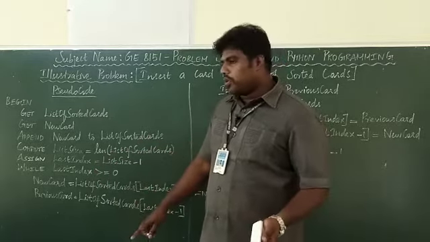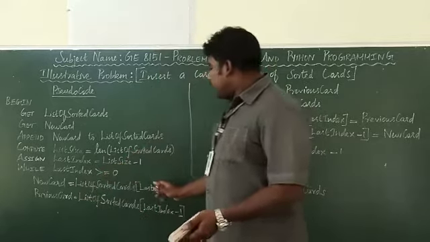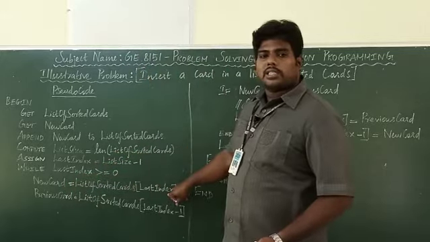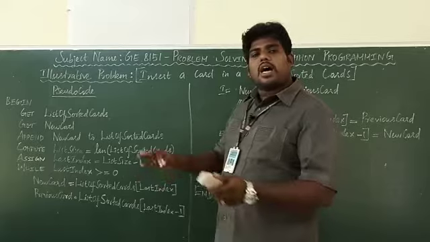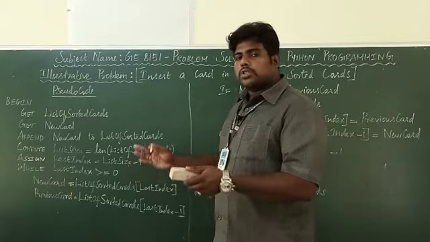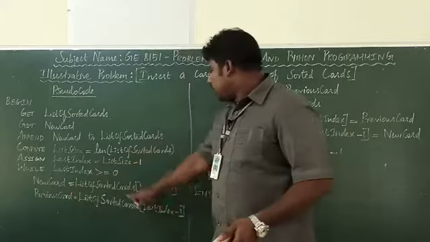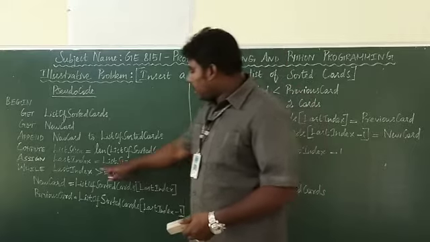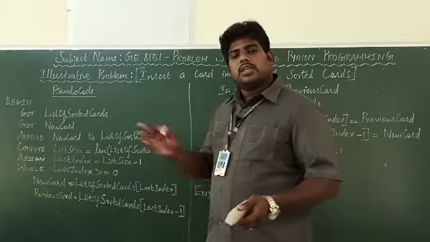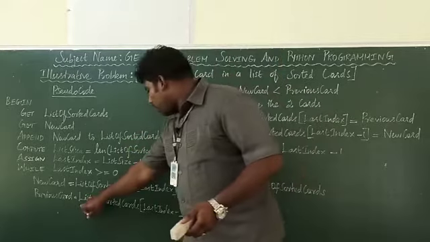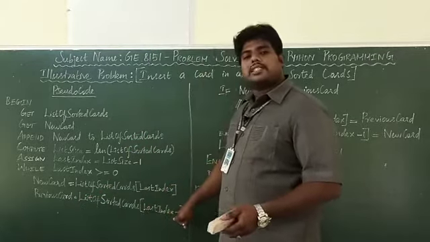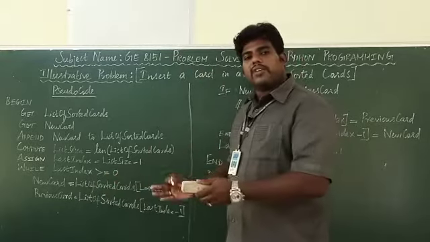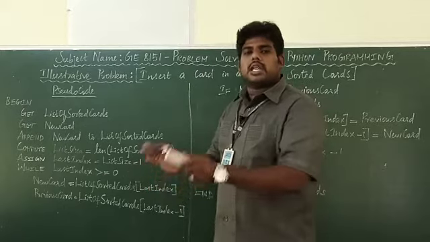If this condition is true, we are assigning the initialization: new card equal to list of sorted cards, last index. Actually, at the last index only your new card is there, right? So new card equal to list of sorted cards, which is your list, and the last index position. As well as previous card, which means last minus 1, right? So previous card equal to the list at last index minus 1. That is, for new card you are assigning the last position, and for previous card you are assigning the previous position of the last card.